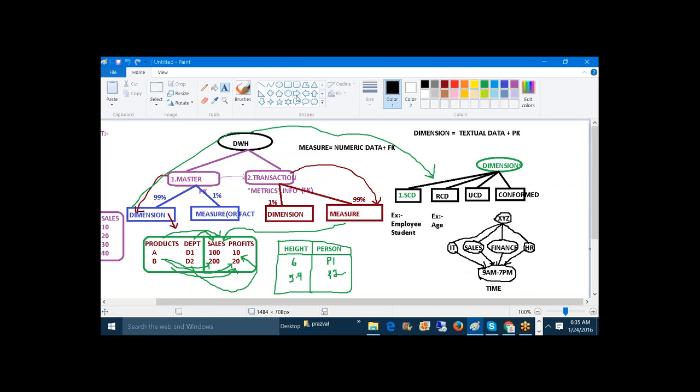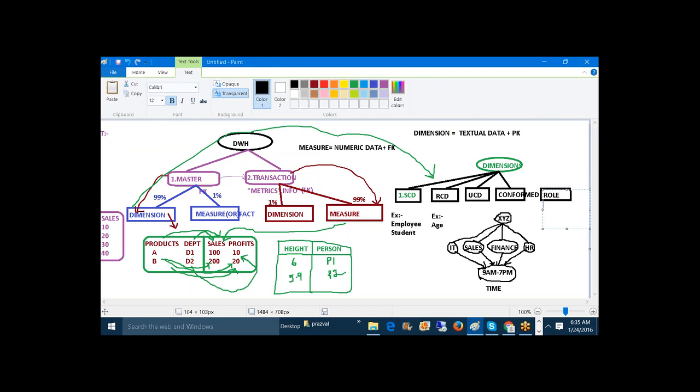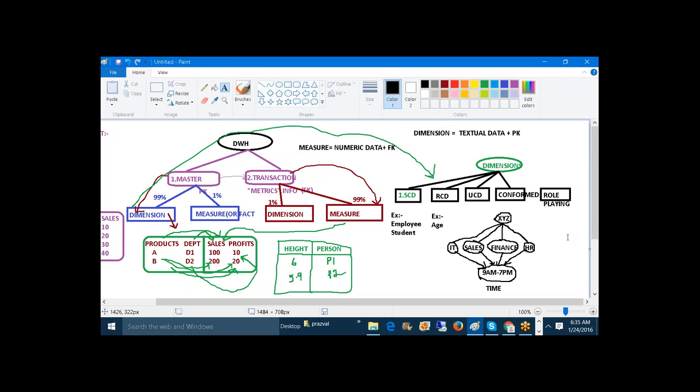So the next type of dimension is role-playing dimension. So what is role-playing dimension? If one dimension is playing multiple roles with a fact or measure, then such a kind of dimension is known as role-playing dimension. So again, let me explain with an example. Let's say, for example, let's take an e-commerce site.